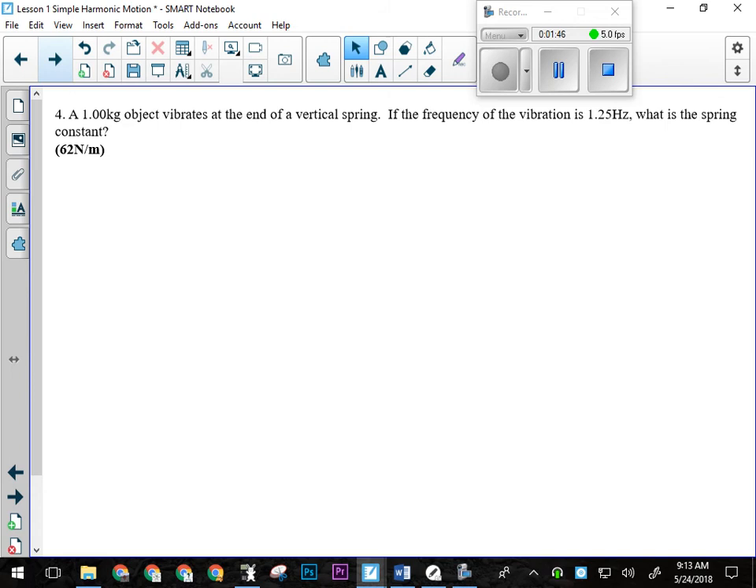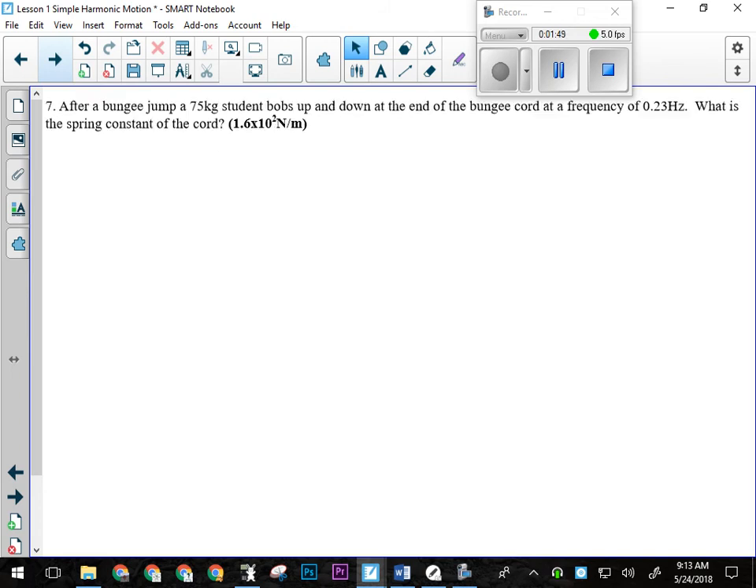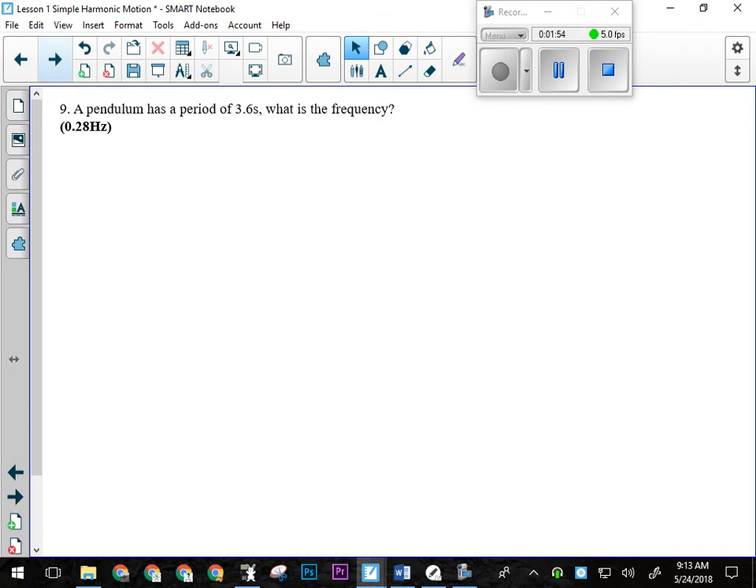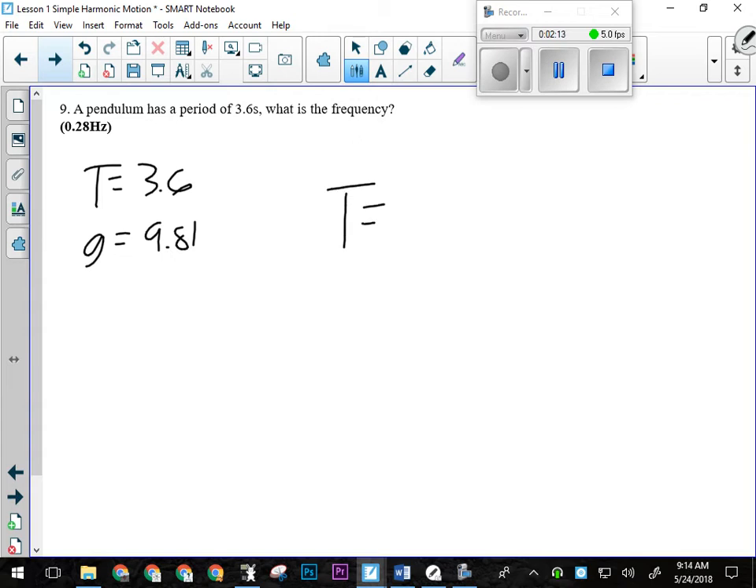Okay, and let's look at a pendulum one here. We have a pendulum that has a period of 3.6 seconds. What's the frequency? We know T is 3.6, and we have to know that g is 9.81 because they didn't tell us otherwise. T equals 1 over f, so f equals 1 over T. Just go 1 divided by 3.6, and we'll have our 0.28.